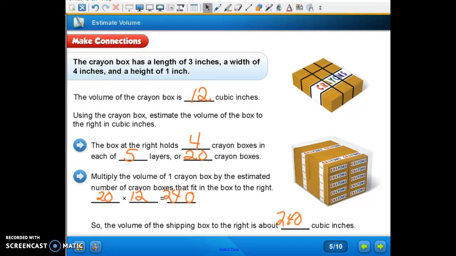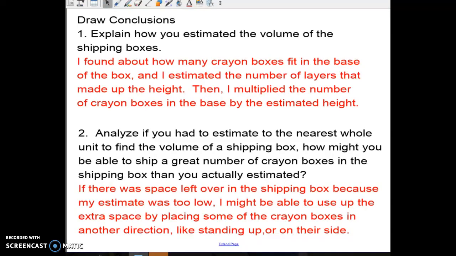Okay, we're going to go back up to the draw the conclusion. It says explain how you estimated the volume of the shipping boxes. What did we find out first? How many boxes would fit on the bottom or the base of our box, right? And then we checked to see how many layers we could put in the box. And we multiplied those numbers. Let's put that into words. I found the number of crayon boxes that fit in the base of the box. Then I estimated the layers that made up the height. Then I could multiply the number of crayon boxes in the base by the estimated height.